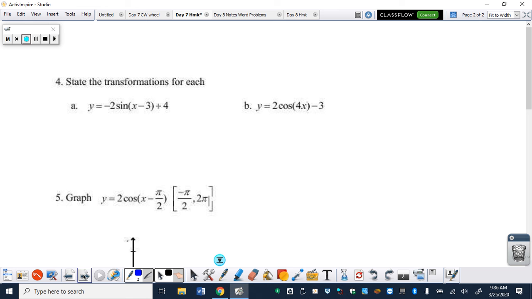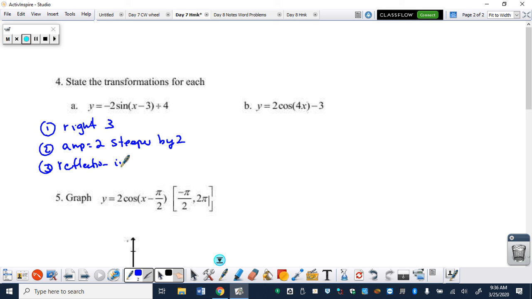Number 4, A. First thing that's happening is that we are moving to the right 3. We have our amplitude is now 2, so it's steeper by 2. We have a reflection in the midline. That's y is equal to 4. And we have a vertical shift of up 4. So you want to make sure that it helps when you state the reflection is in y is equal to 4 because that's the new midline. So that negative is the reflection.